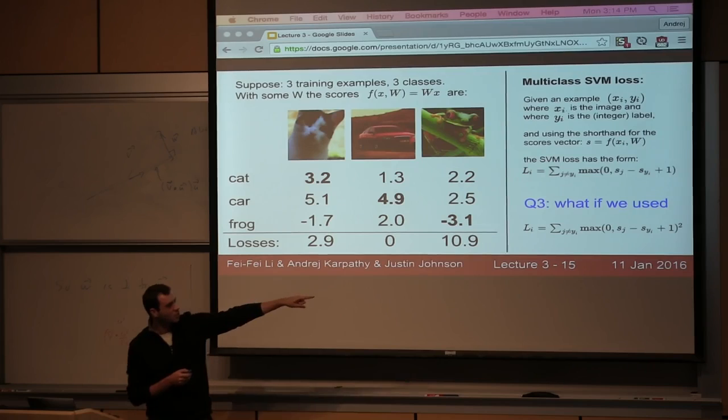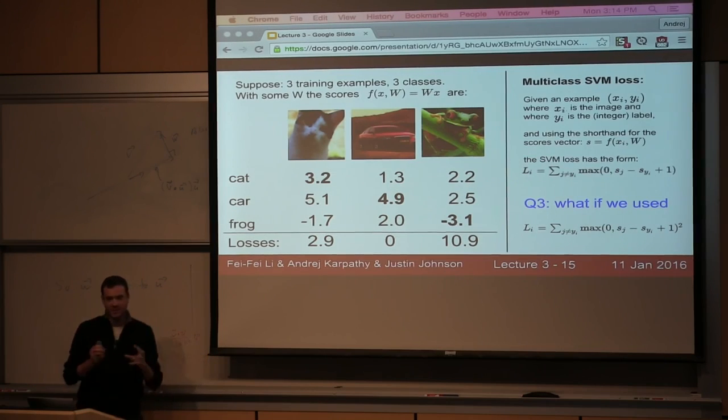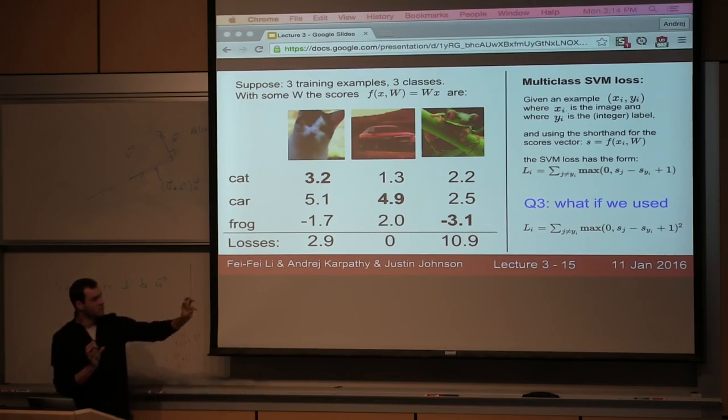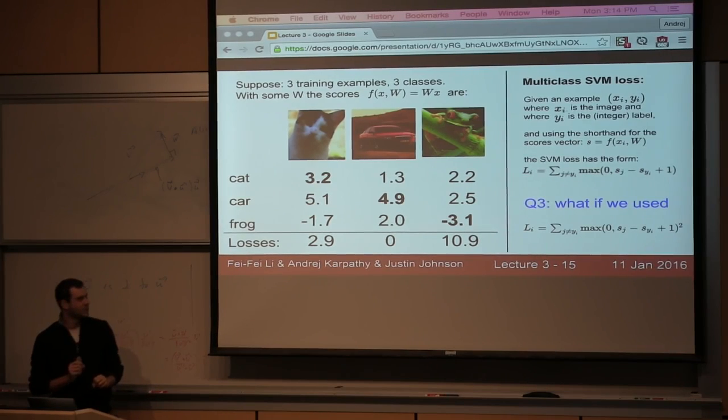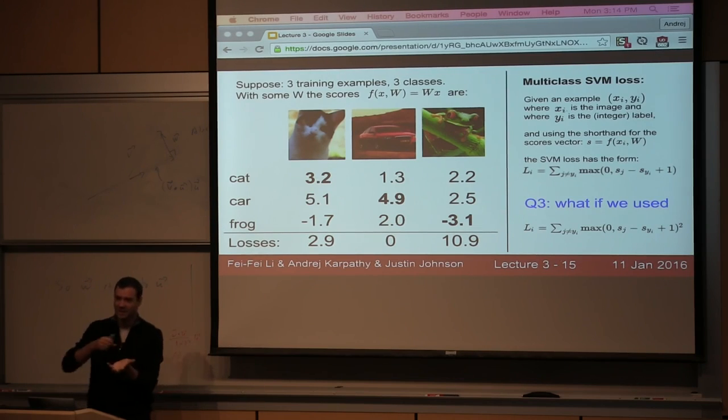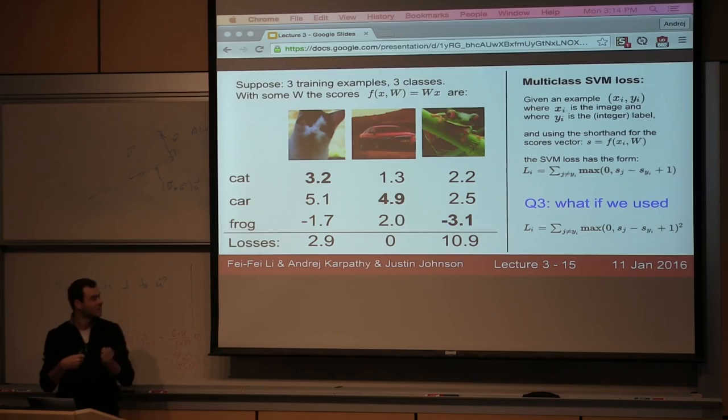Okay, next question. What if we instead used not the formulation over there, but a very similar looking formulation, but with an additional square at the end? So we're taking the difference between scores plus 1, this margin, and then we're squaring that. Do we obtain the same or different loss? When you think, do we obtain the same or different loss in the sense that if you were to optimize this and find the best W, do we get the same result?